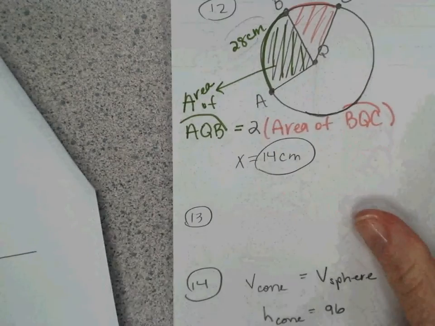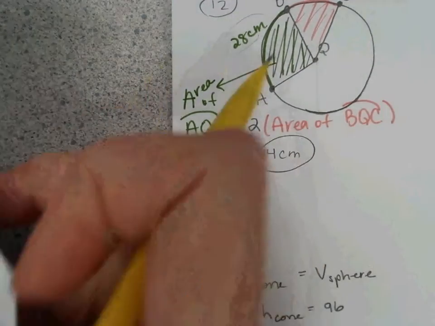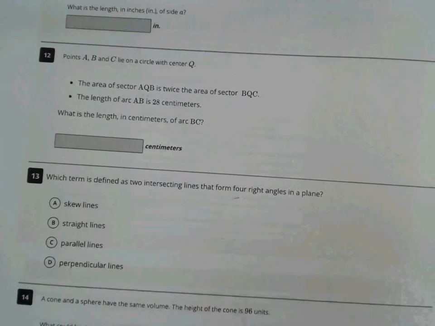Question 13 asks, which term is defined as two intersecting lines that form four right angles in a plane? Basic definition question. The answer to that would be perpendicular lines.